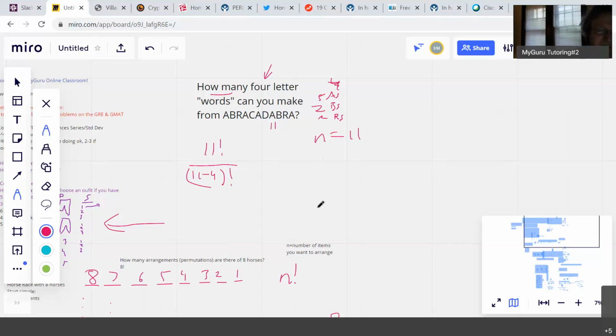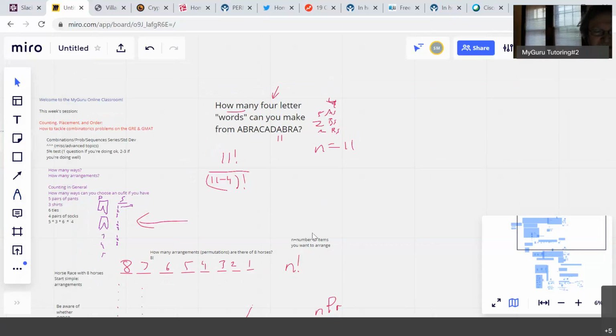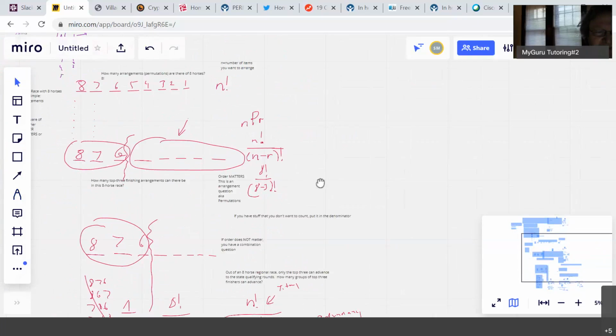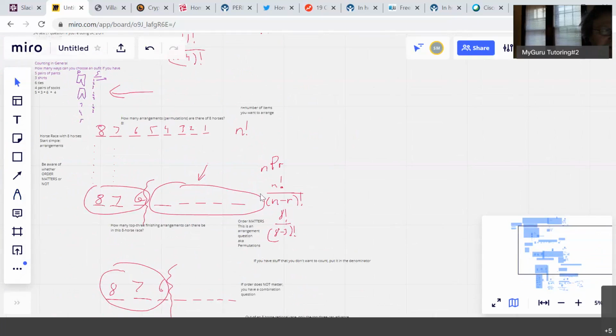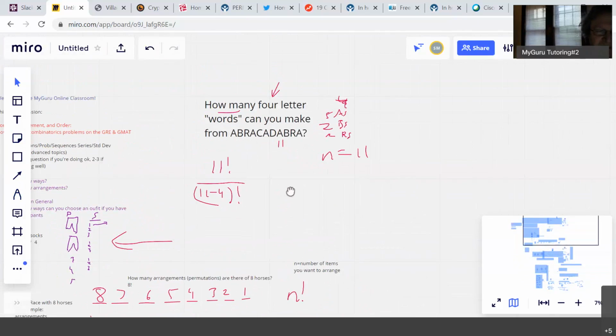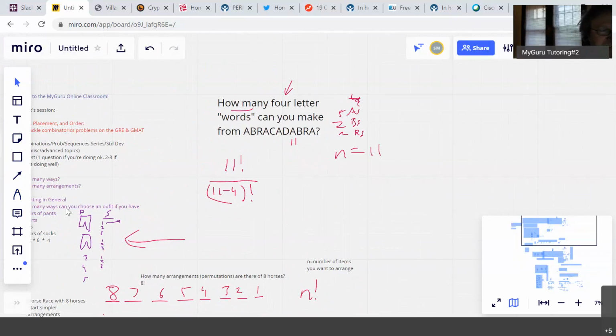And that is basically the second example that I was showing you. That is basically this one right here, right? And that's the example where order actually makes a difference. So that's where you start out. Okay, so we're going to end up with 11 factorial over 7 factorial.